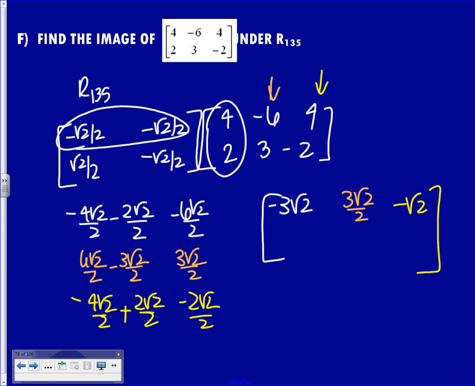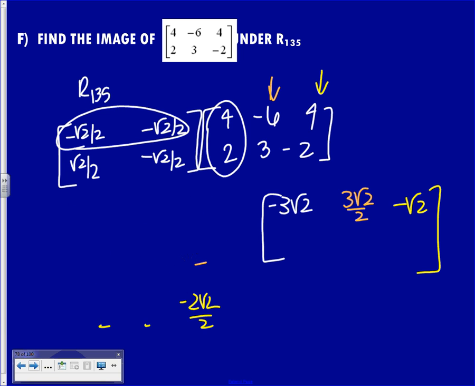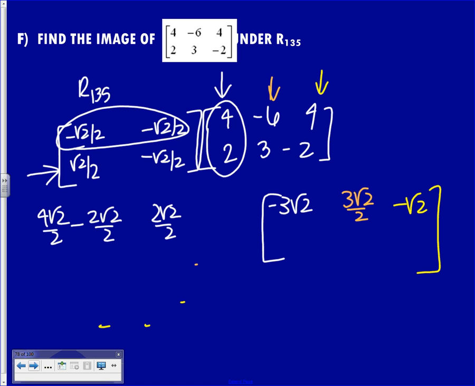Okay, same idea. Again, we're going to go down here to my second column now and keep the same process. So now I'm down here and I'm by my first row now, or my first column. So I've got 4 square roots of 2 over 2 minus 2 square roots of 2 over 2. 4 minus 2 is 2 square roots of 2 over 2, which reduces just to square root of 2.